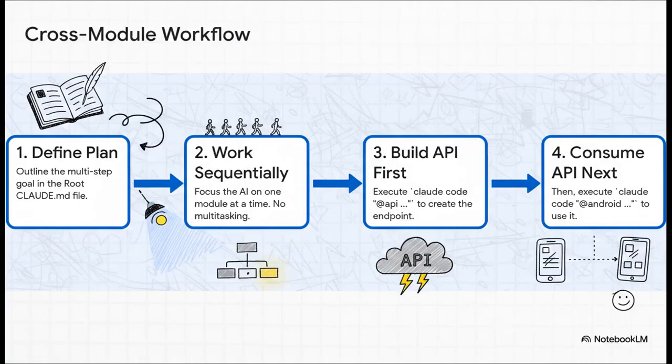The key here is just one word: discipline. You don't ask the AI to do everything at once, because that's where the chaos comes back. Instead, first, you outline your multi-step plan in the root constitution. Then, you execute that plan step by step. Focus the AI on the API module to build the endpoint. Then, once that's done, you shift focus to the Android module to build the UI that uses it. One thing at a time.